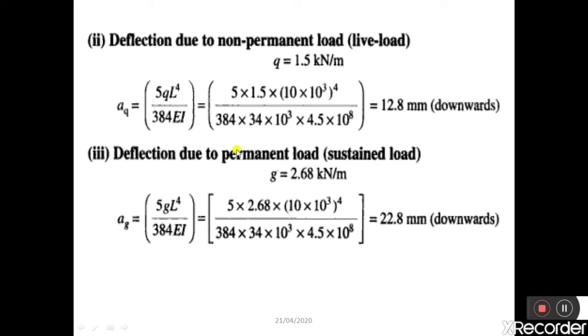And deflection due to permanent load or sustained load. Permanent load or sustained load is nothing but the dead load.